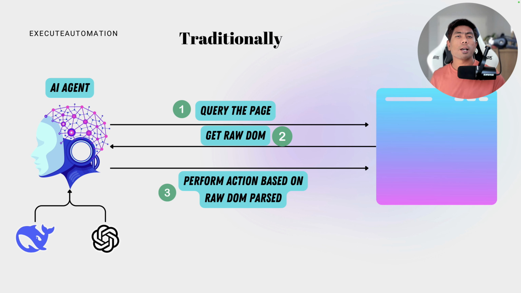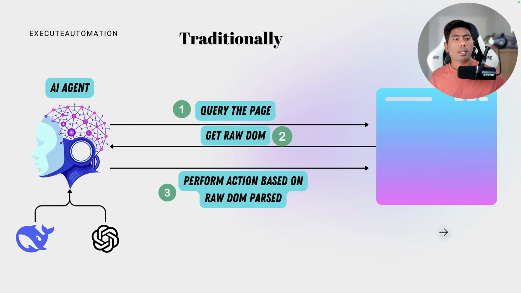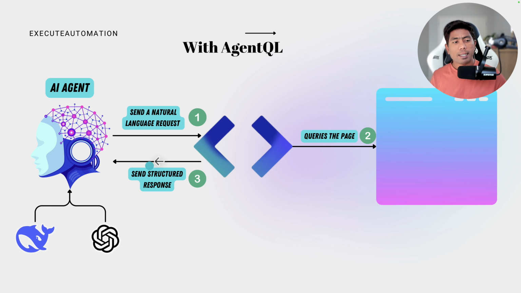So in order to overcome these problems, we have something called AgentQL, as you can see over here. This is pretty much a query language for the AI agent, which is going to simplify the way you connect your AI agent and large language model to the page. The operation remains pretty much the same as in the traditional approach, except that with AgentQL, the agent sends a natural language request to AgentQL, and AgentQL does all the heavy lifting for you.